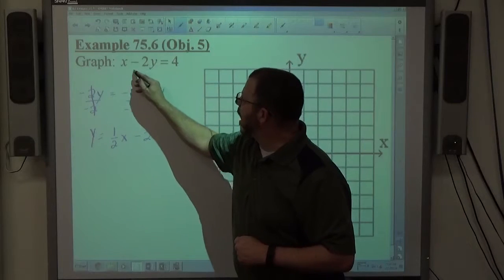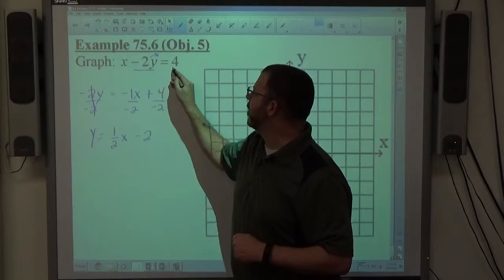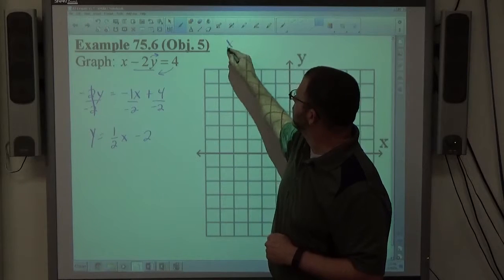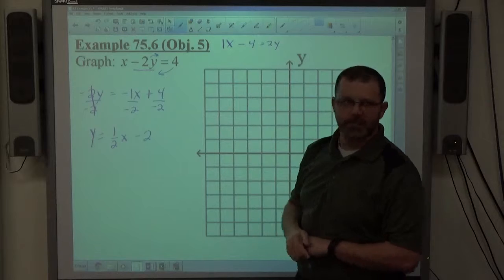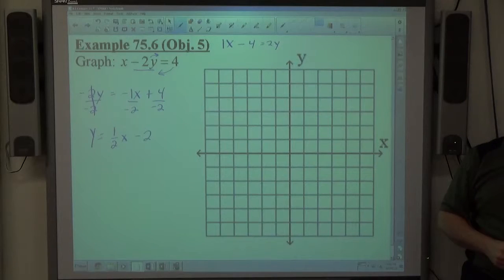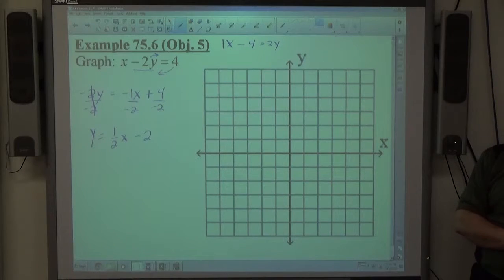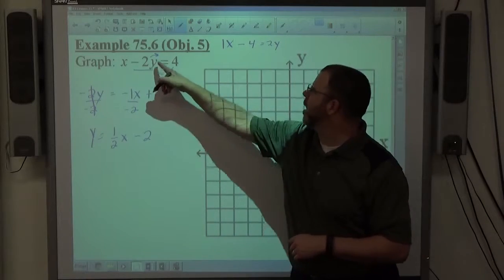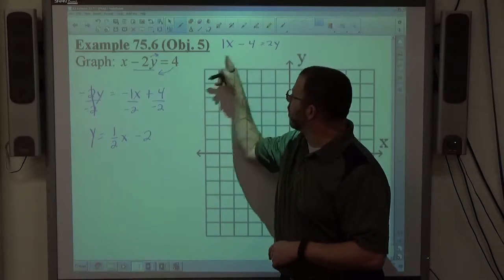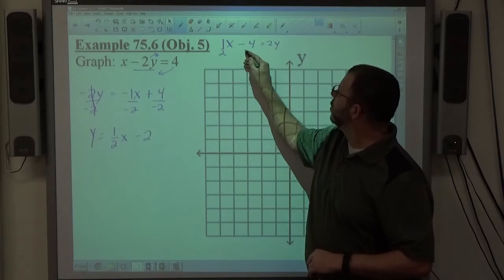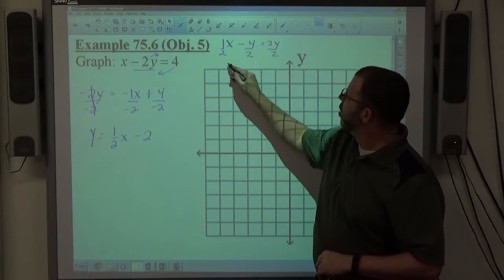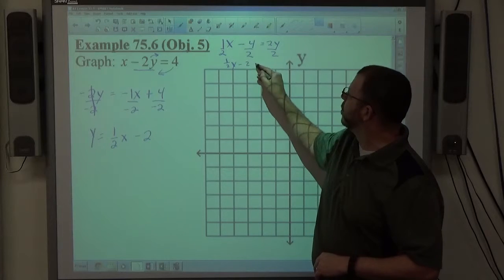Technique 2 is if y is negative, move it and move everything else to the other side. So that leaves x minus 4 equals 2y. And again, make it 1x. That's the same thing. So if we move the 2 to the right, it becomes positive. Move 4 to the left, becomes negative. X is staying on the left, it's staying positive. Divide by 2, divide by 2, divide by 2. 1/2 x minus 2 is equal to y.